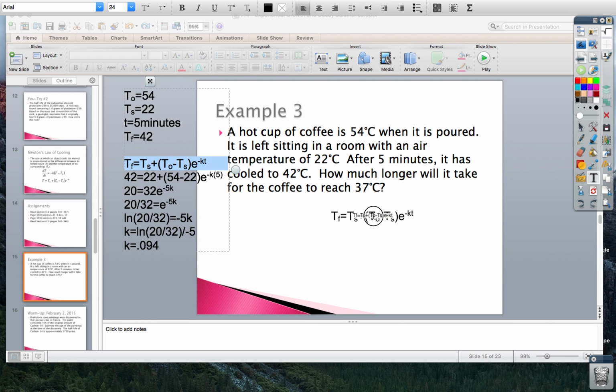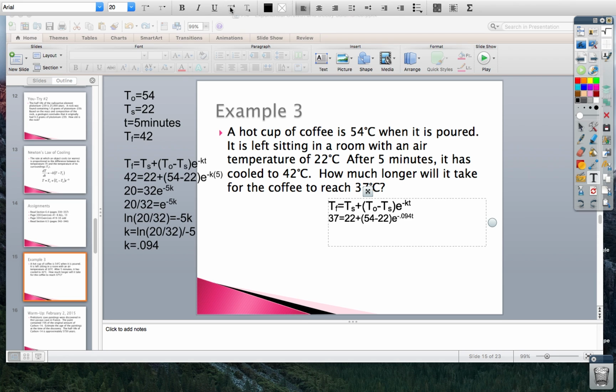So if we start off with our initial formula, we know that we don't know what the T final is. That's what we're trying to figure out. We know what the T surrounding is, which is 22. We know it started at 54 minus 22 e to the negative 0.094 t. Actually, my apologies. We do know what the final is. We wanted the final to be 37 degrees.